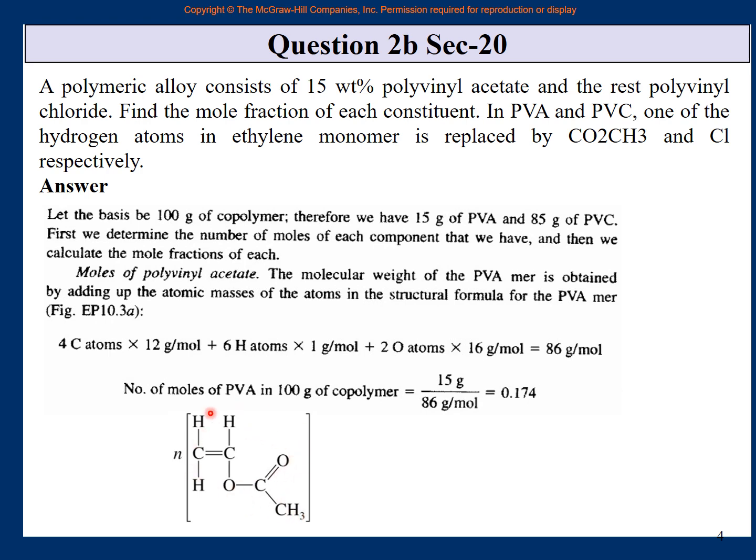So this is PVA: 4 carbons, weight 12; 6 hydrogens, weight 1; 2 oxygens, weight 16. So the total is roughly 86 gram per mole. And we have 15 gram of this. So 15 gram divided by the gram per mole gives the number of moles, sorry, not mole fraction, number of moles: 0.174 moles of PVA, right? You have done this earlier, but we are just repeating it. On the next page, we will do exactly the same for PVC, polyvinyl chloride.